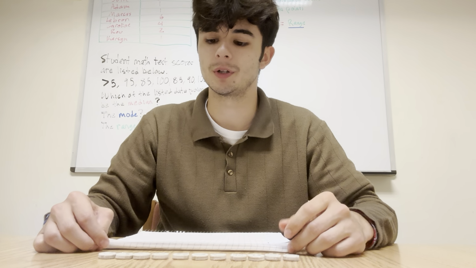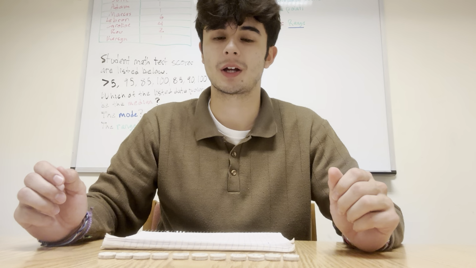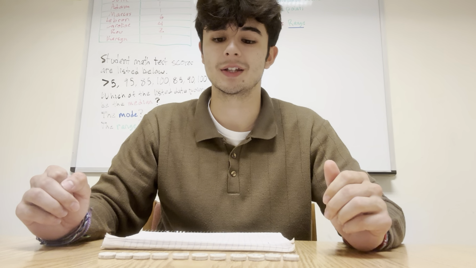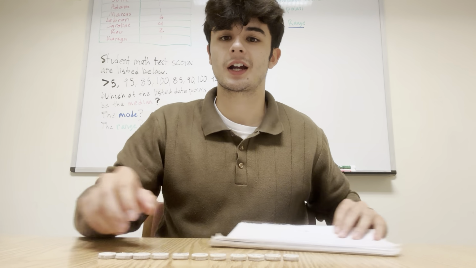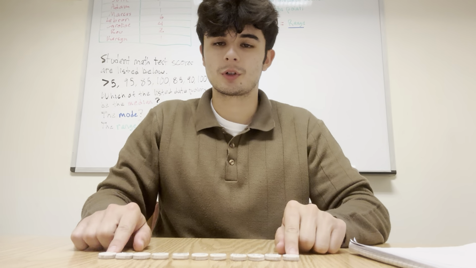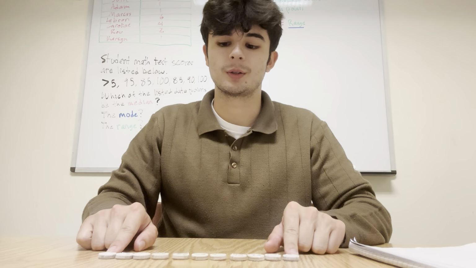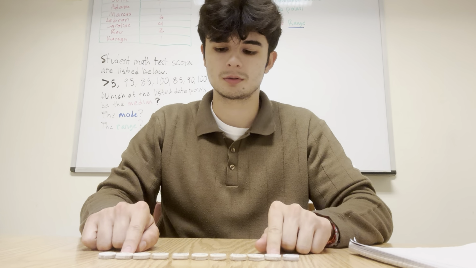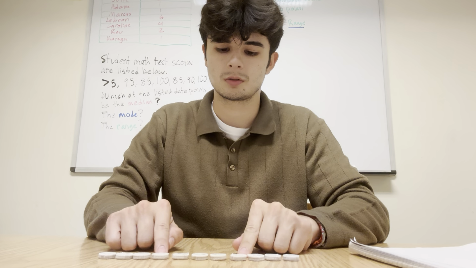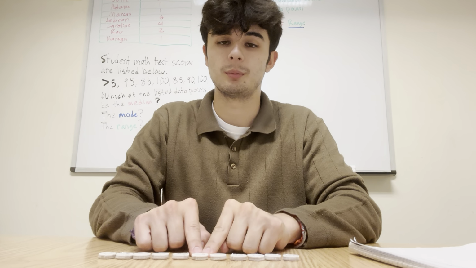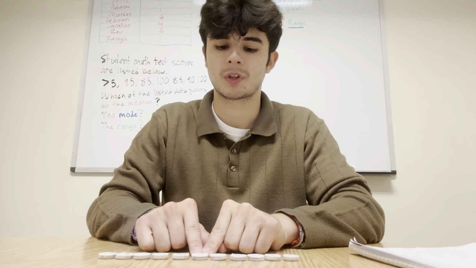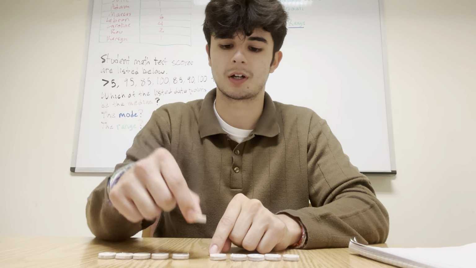Okay, so now that we have our data points in order from least to greatest, we can find the middle. Because this data set has 11 data points, we know that the middle of that is the 6th, or we can count inwards from the outside. So we'll count inwards from the outsides, and we find our median of 85. 85 is in the middle.